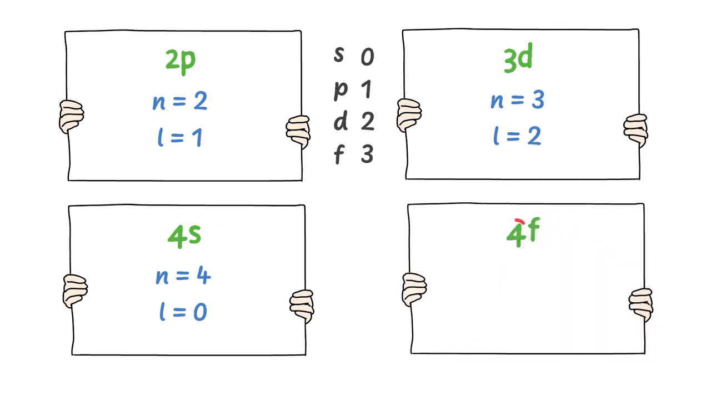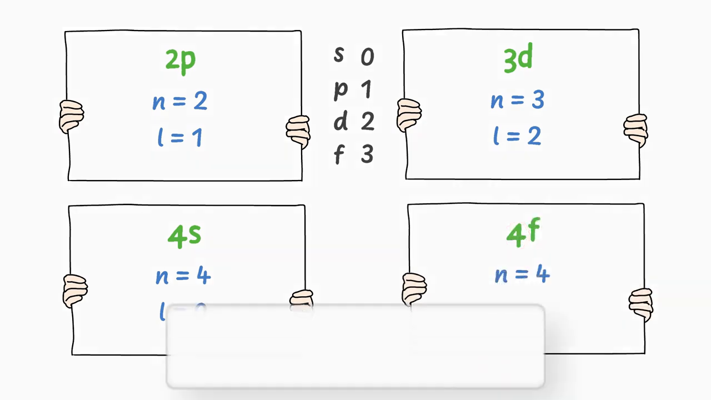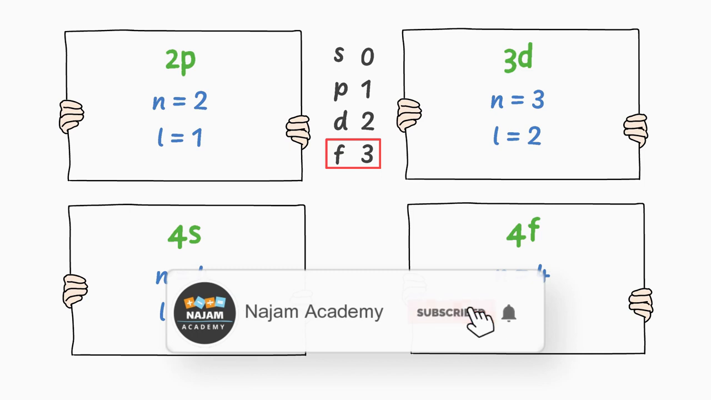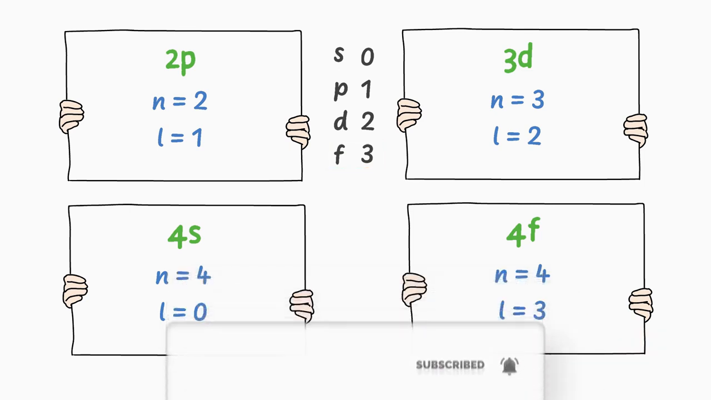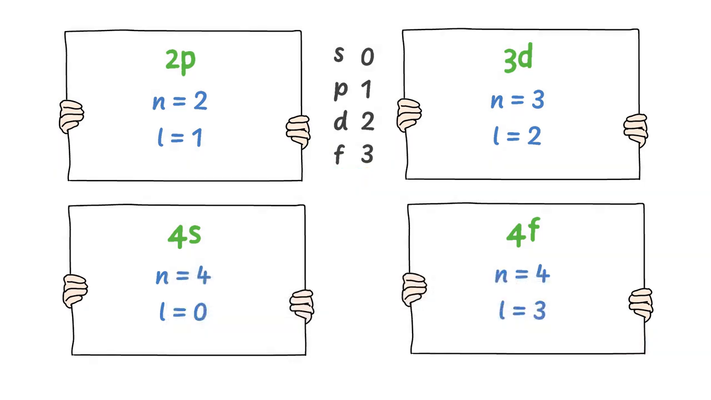Consider 4f. Here n is equal to 4, the value of f is 3, so L is equal to 3. Hence for 4f, n is equal to 4 and L is equal to 3. By this way, you can find the value of n and L using this trick.